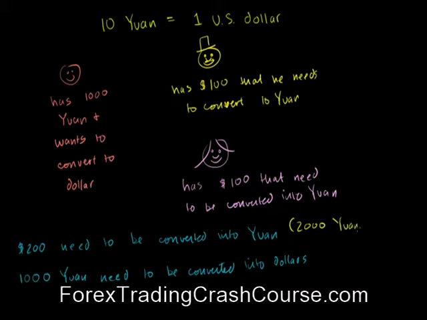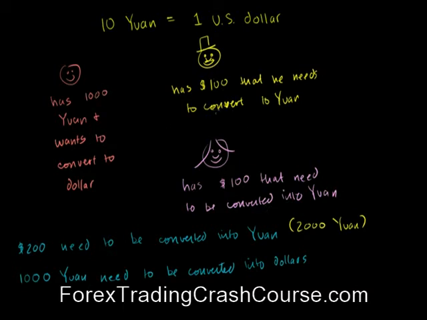And this person over here is saying, well, just at the current exchange rate, maybe for my 1,000 yuan, I'll get $100. But everyone wants to maximize the amount of the other currency they get, for obvious reasons. They want to maximize the amount of money they get.